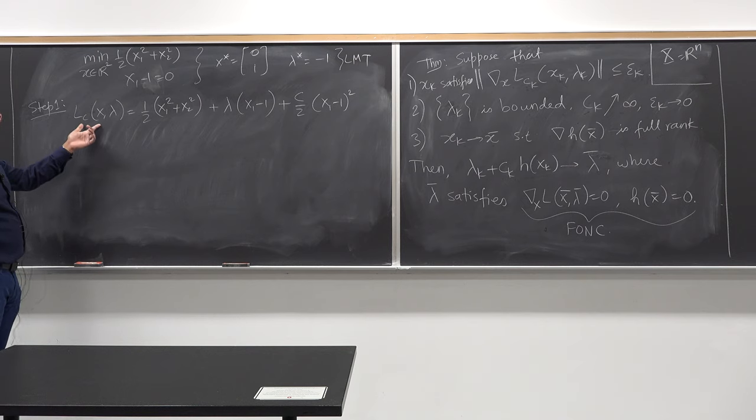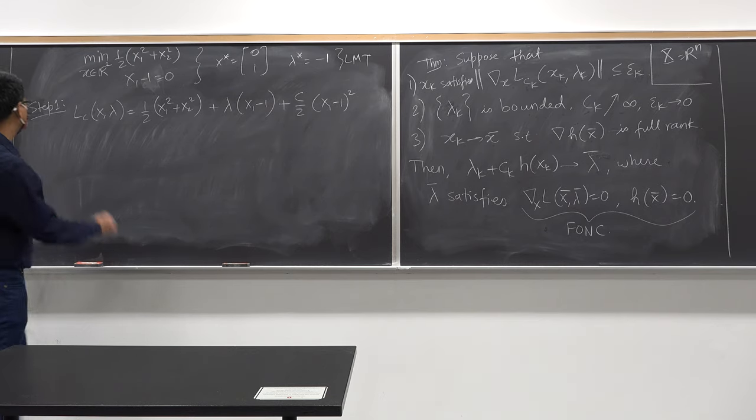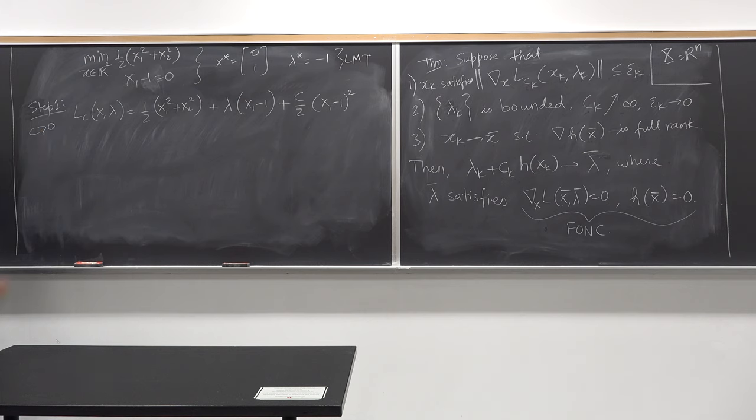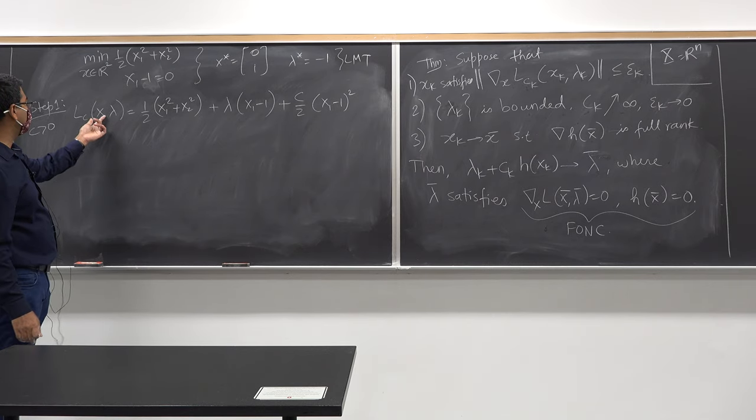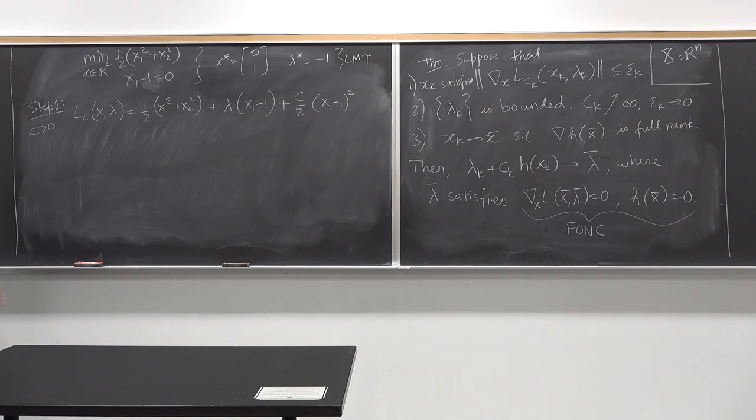So this is my augmented Lagrangian. Is it a convex problem for every C greater than 0? So I'm going to pick C greater than 0. What do you think? Is it a convex problem? Convex in X. I'm not doing optimization with respect to lambda. I only have to optimize with respect to X. So what do you think? Is it convex with respect to X?